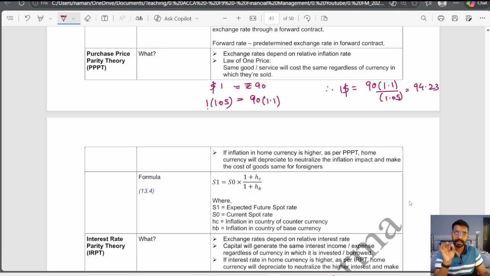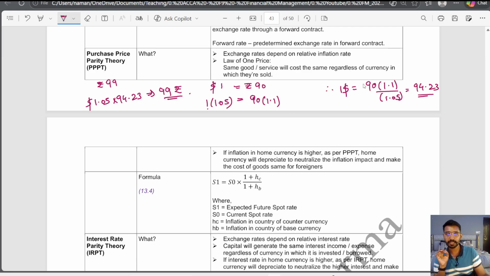Now in Indian currency, if you would have purchased this, it would have been 99 rupees. Let's say you purchased it for $1.05 because inflation was lesser over there. It looked cheaper. But the exchange rate has now changed. When you convert this $1.05 into rupees, ultimately you still get 99 rupees. You'll still have to give 99 rupees even though inflation was lower in USA. This is called purchase price parity theory.